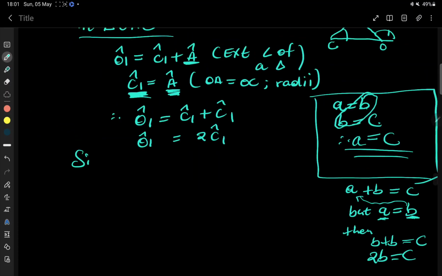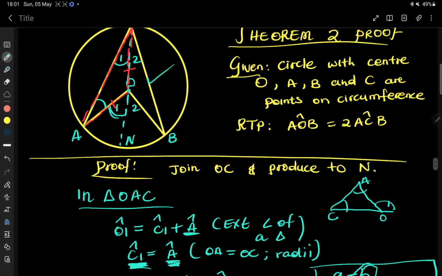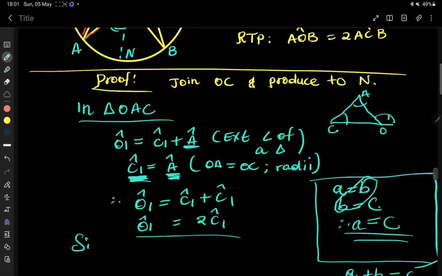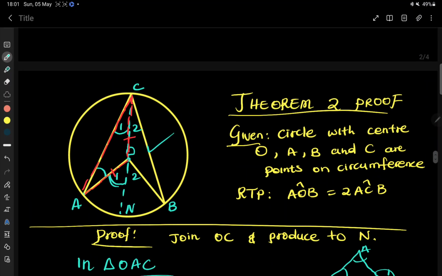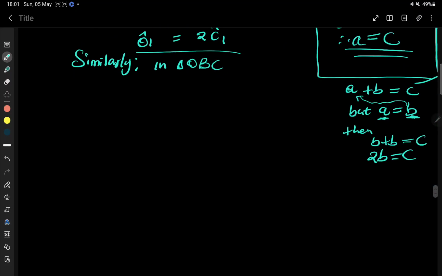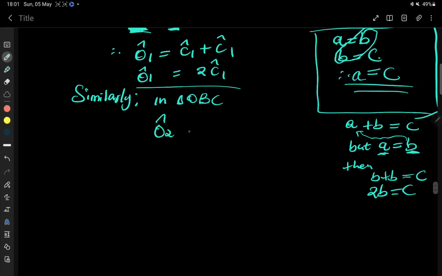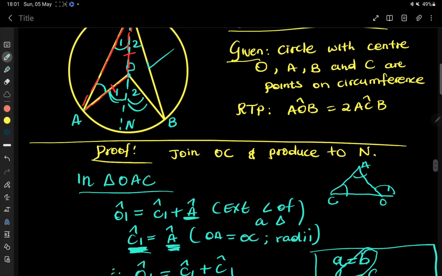Then this is for one triangle. For that triangle, you don't have to prove again. So you can just say similarly. Similarly, in triangle OBC, the very same scenario. Angle O2 is equal to 2C2. Now we use this one. Angle O2 is equal to 2C2.